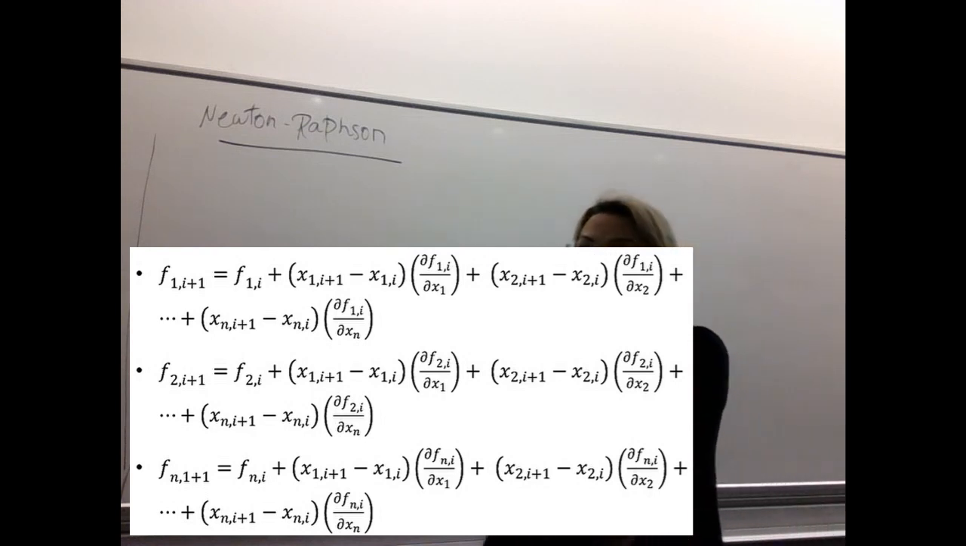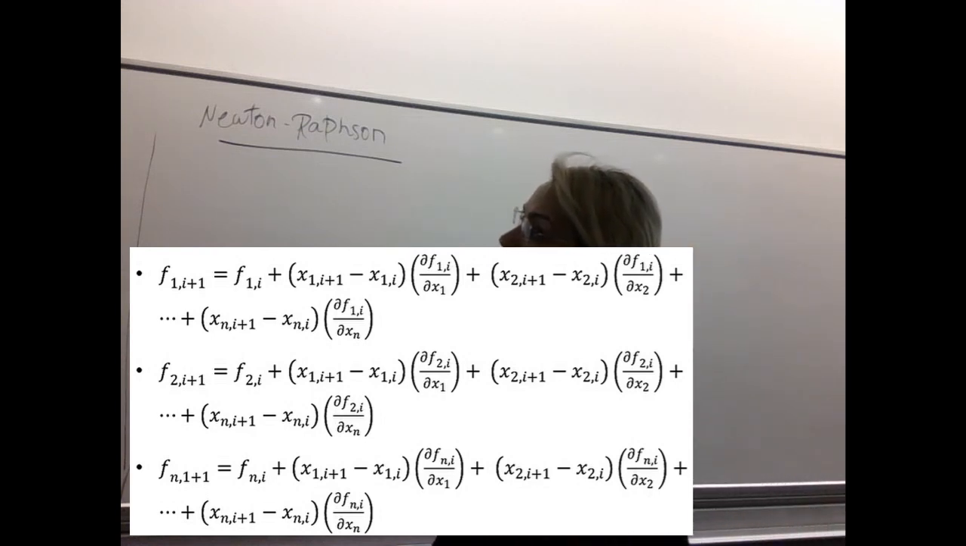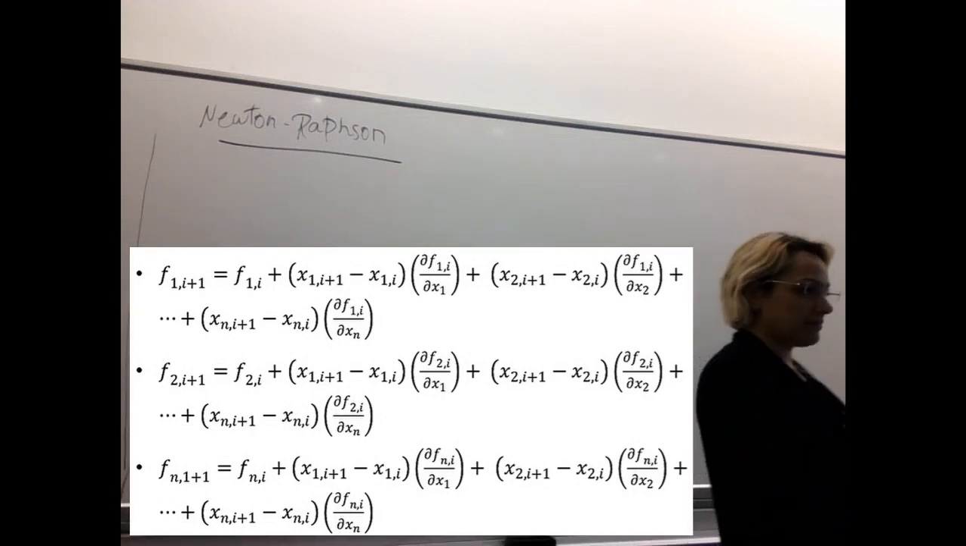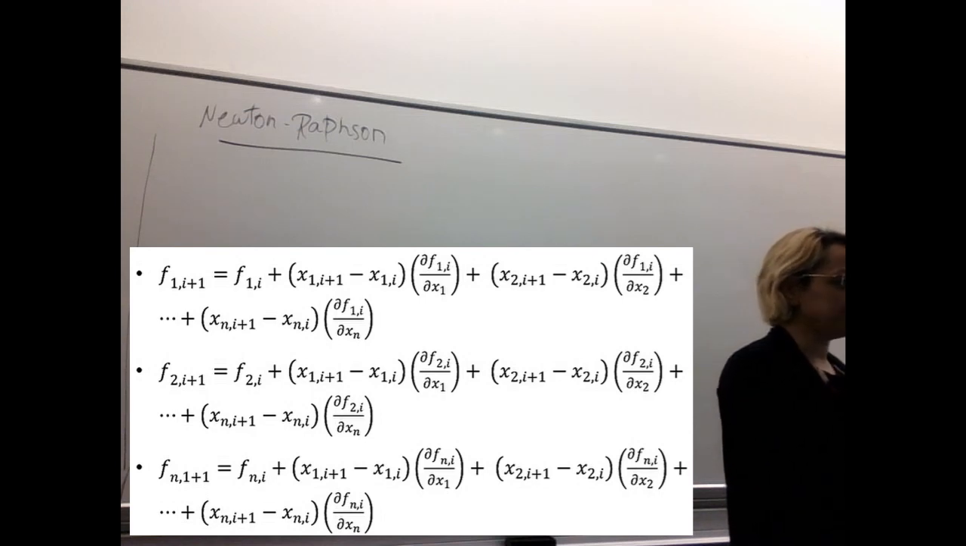So it's the expansion of the Taylor series, right? When you look at it, we just have more than one variable. Because of that, we have the partial derivative, right? Here is the partial derivative of f1 at i with respect to variable x1. And then we have the partial derivative of the second function in our system with respect to the next variable, variable number two. And then we go on up to n.